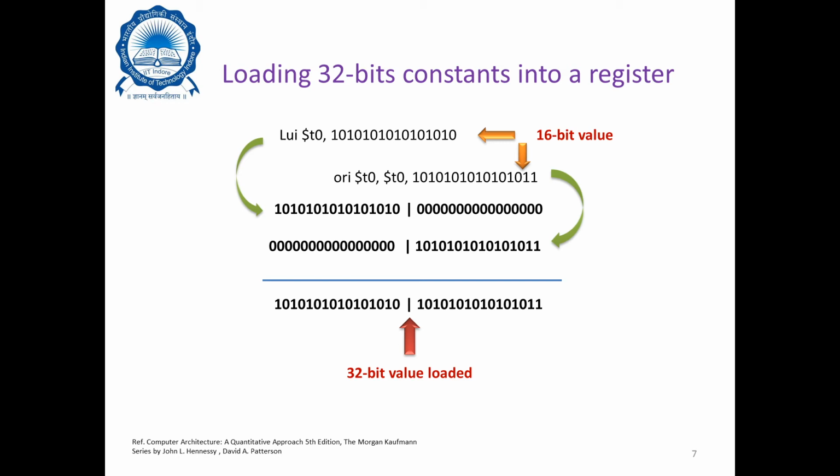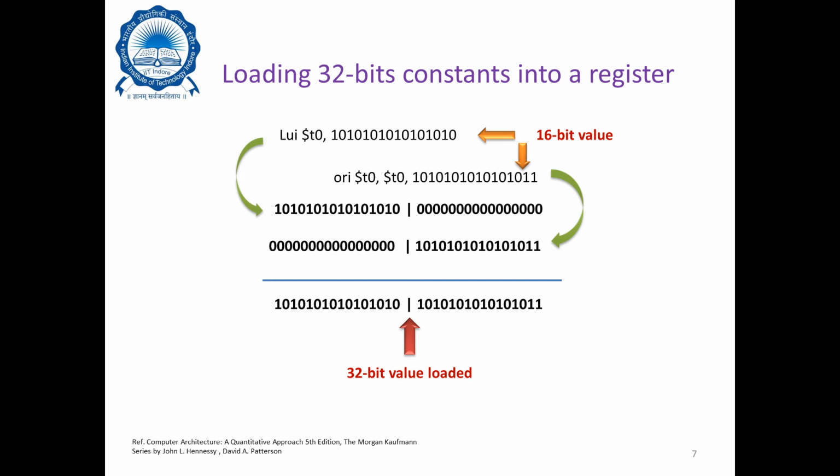Fine. Once it is loaded onto the register $t0, which holds the upper 16-bit value of the 32-bit number, then we'll OR this register value with the lower 16-bit value. Therefore we have ori $t0, $t0, and then the lower 16-bit value.